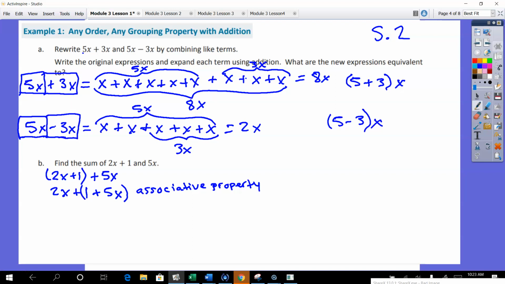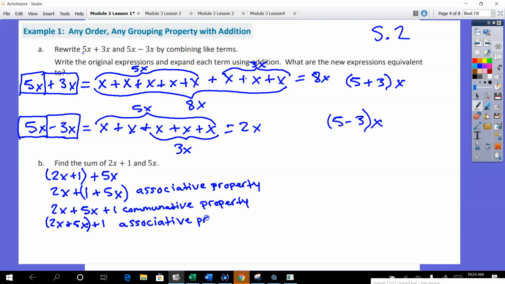Okay, our commutative property says that we could move it around, so 2x plus 5x plus 1. This is our commutative property. Our associative property, again, of addition, 2x plus 5x plus 1, says we can group anything together, but we'd want to group what's alike together. Okay, and then we combine like terms with the distributive property.